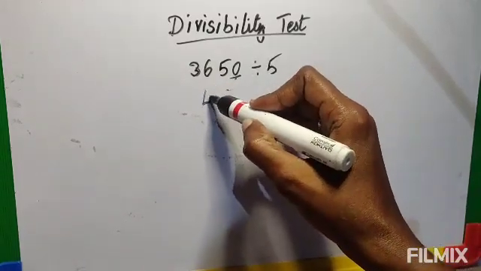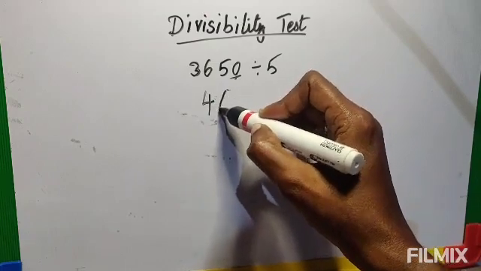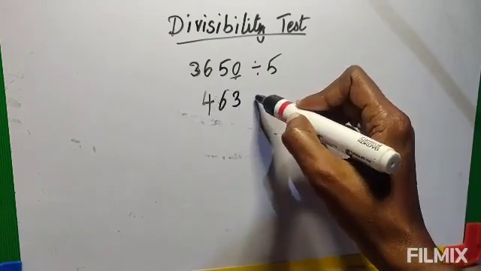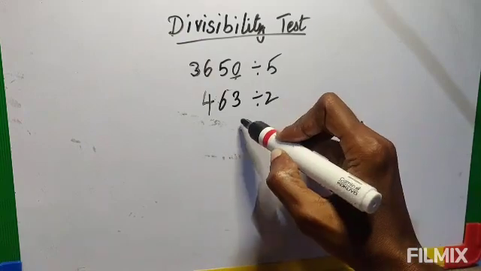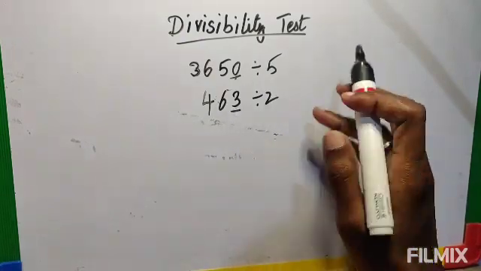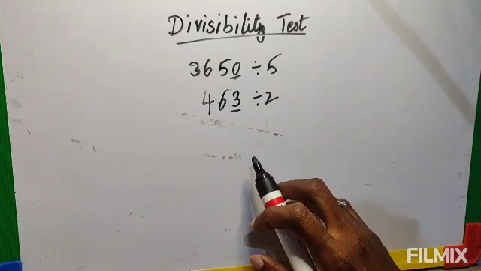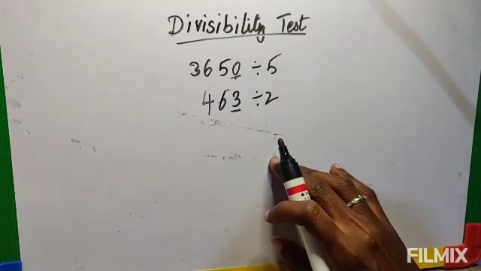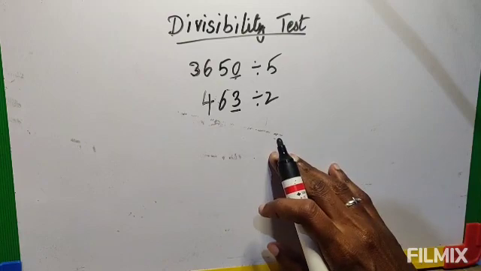Suppose there is a number 463, you have to check whether it is divisible by 2. Here in ones place 3 is there. It is an odd number, so it is not divisible by 2. That way you have to write. Just write in one sentence. Don't write yes and no.